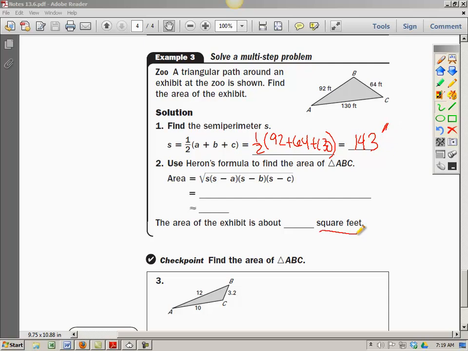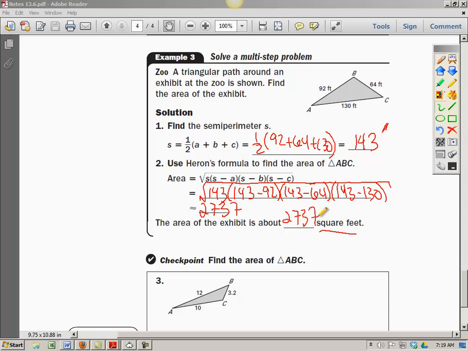So then Heron's area formula says it's the square root of 143 times 143 minus 92, 143 minus 64, 143 minus 130. And so I would, one of two things, I can just type that all into my calculator as it exists. I can find each term individually. It totally does not matter. Make sure you multiply them all together and take the square root. This ends up being about 2,737 square feet.